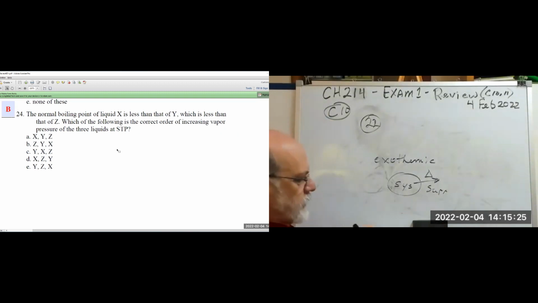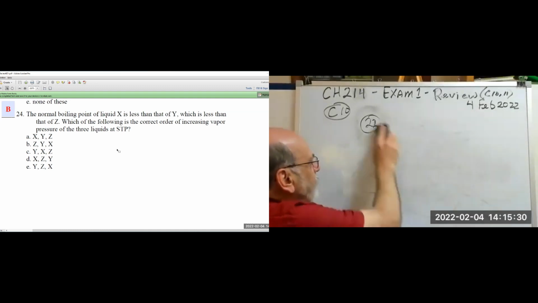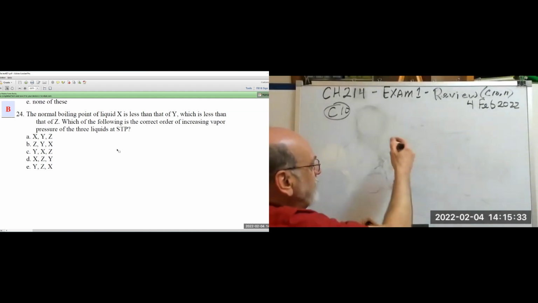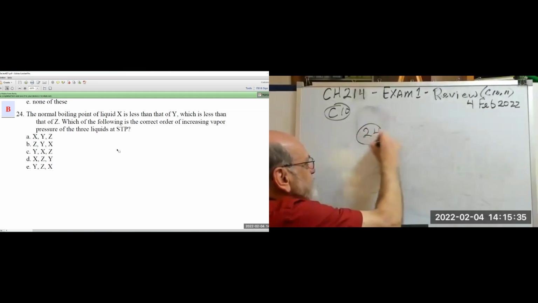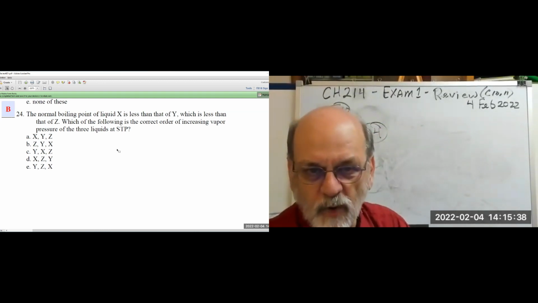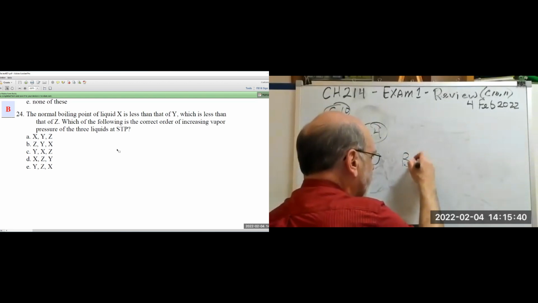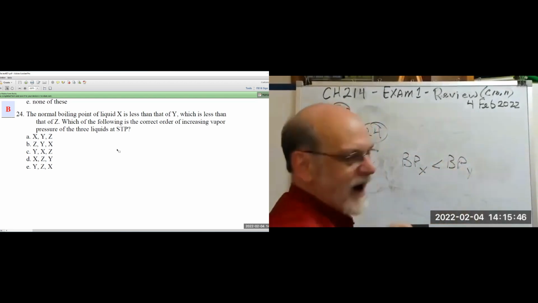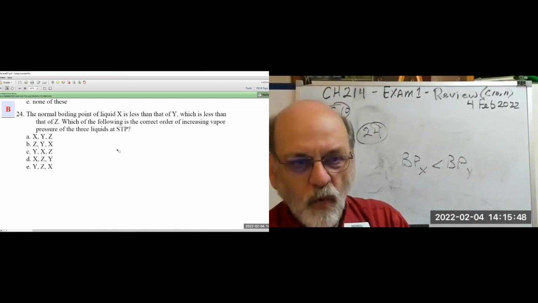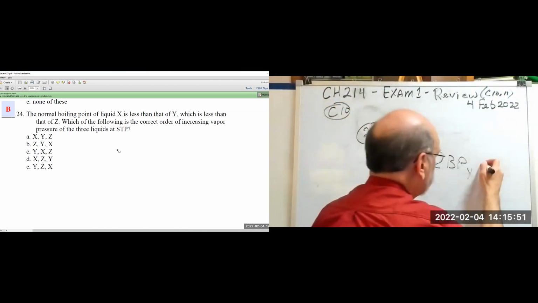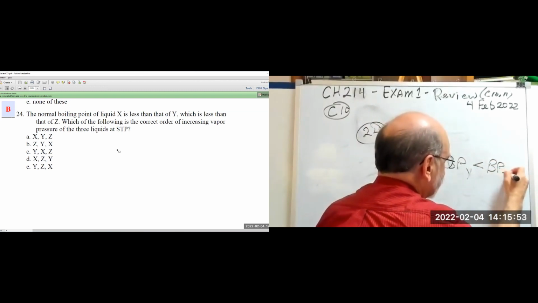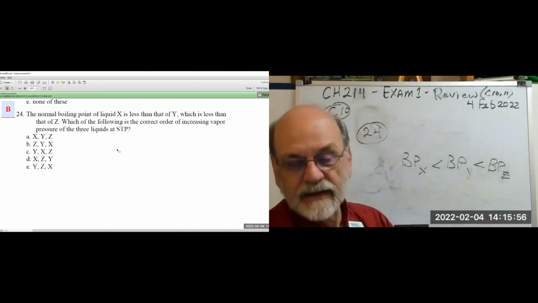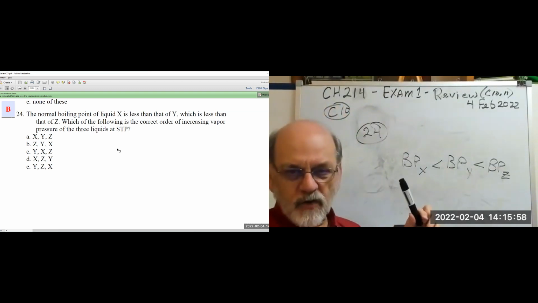Question 24: The normal boiling point of liquid X is less than that of Y, which is less than Z. Which of the following is the correct order of increasing vapor pressure of the three liquids?